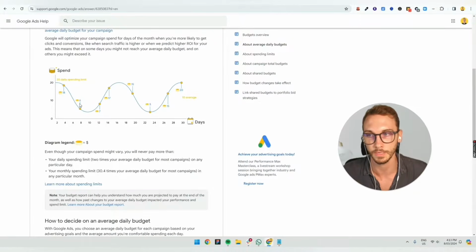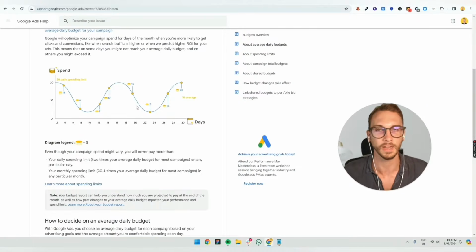And you'll see sometimes it'll be $6 on some days. Sometimes it'll spend $17 in the day, 15. So it kind of equals out over the 30.4 day period. But that's kind of how it works.